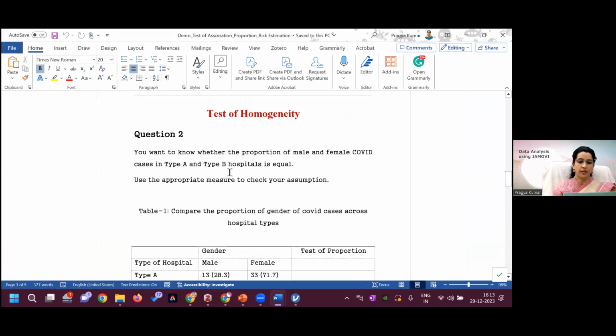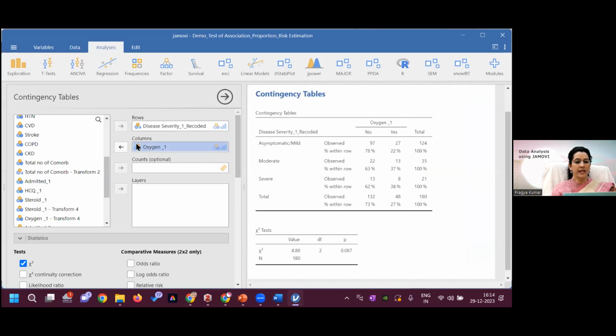So there are two types of hospital, A and hospital B. And if I want to know whether the proportion of male and female COVID cases in type A and type B are equal or not, how will I do that? This is the data set. So it's the same interface.